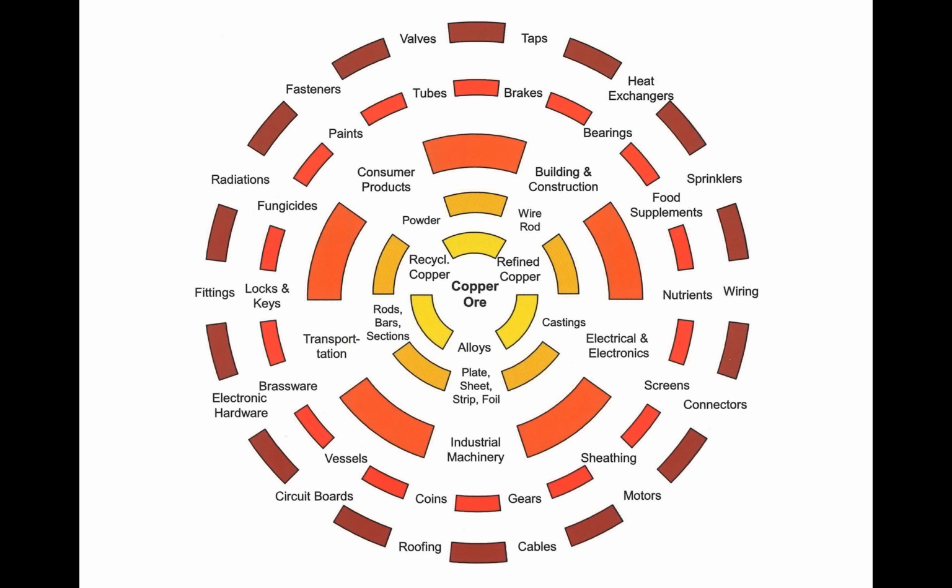And lastly, we have all kinds of different things that end up being used. Roofing, cables, motors, connectors, wiring, sprinklers, heat exchangers, taps, meaning faucets, valves, fasteners, radiators, meaning heat exchangers of some type, fittings, electric hardware or electronic hardware, and circuit boards. Well, that's a quick summary and a quick overview of what we do with copper and copper alloys and where they come from.